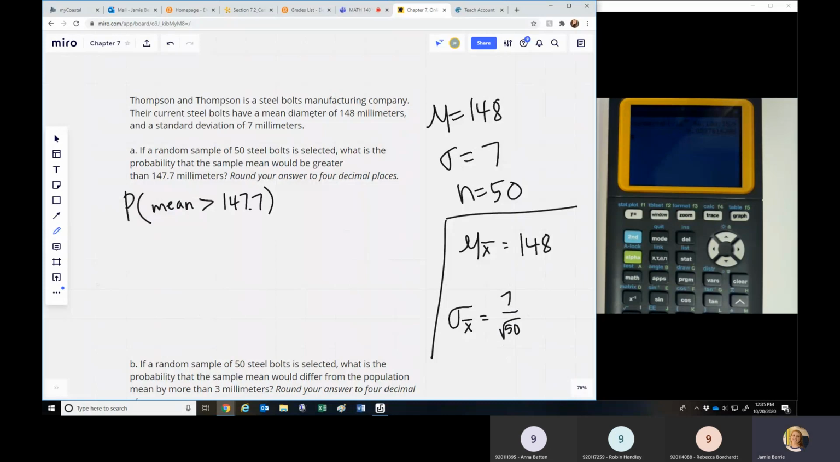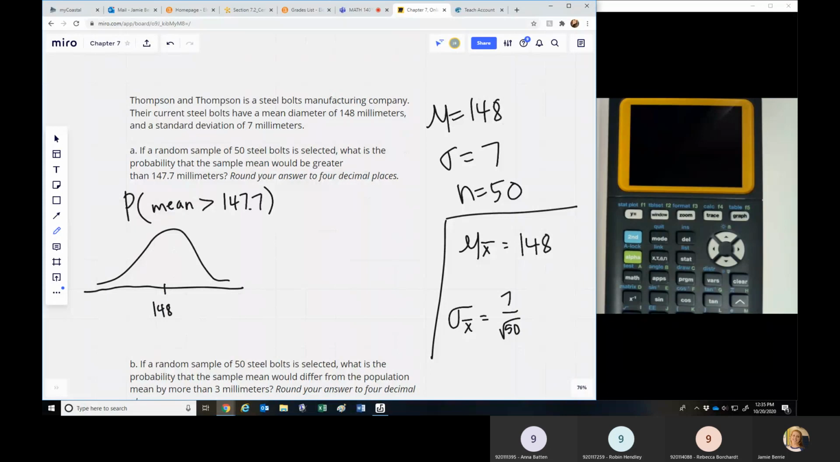I'm going to go over here and draw my little picture. See if I can get that line straight. Mean goes in the middle. Mean is 148. All right, our number of interest, 147.7. Very close to 148.